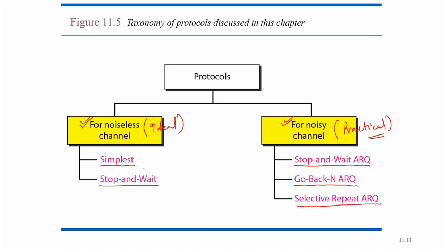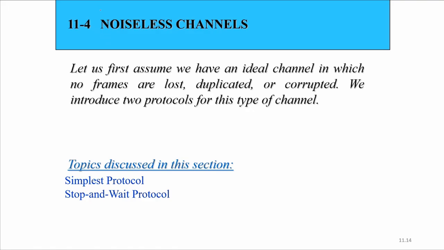We'll be starting with the first one, that is the simplest protocol that will be used for noiseless channels. What is a noiseless channel we will be considering? Let us first assume we have an ideal channel, the noiseless channel in which no frames are lost. Frames cannot be lost in an ideal channel, and also cannot be duplicated.